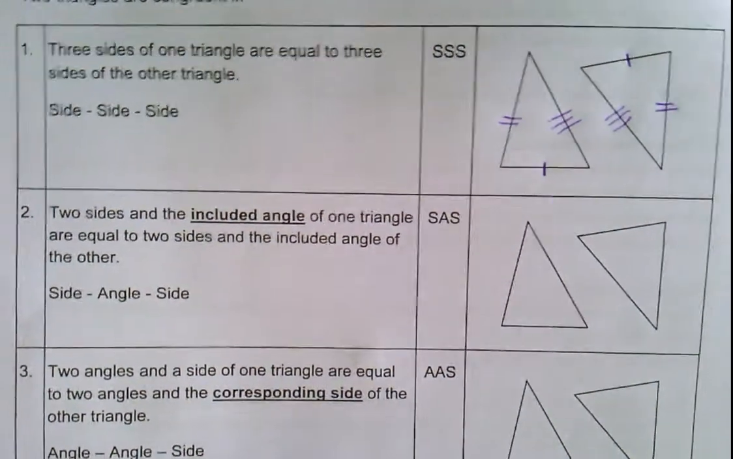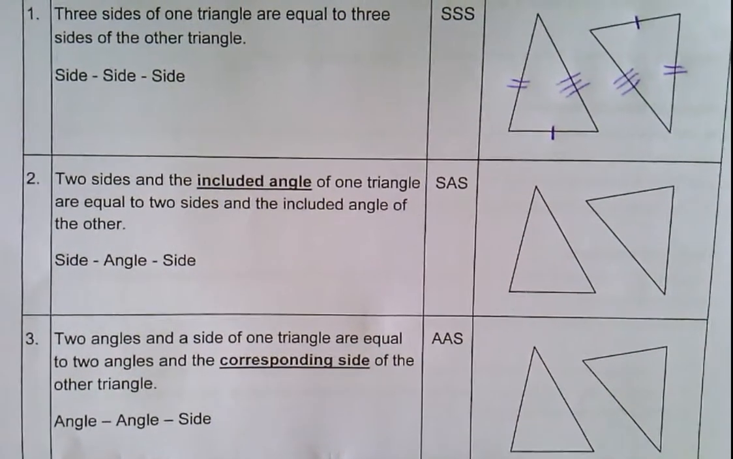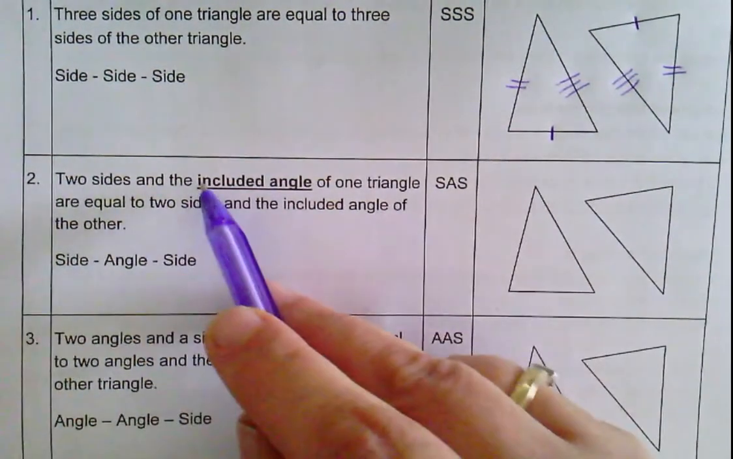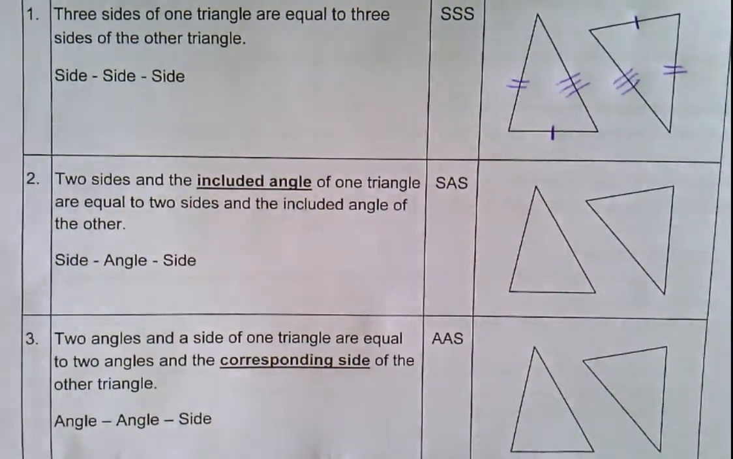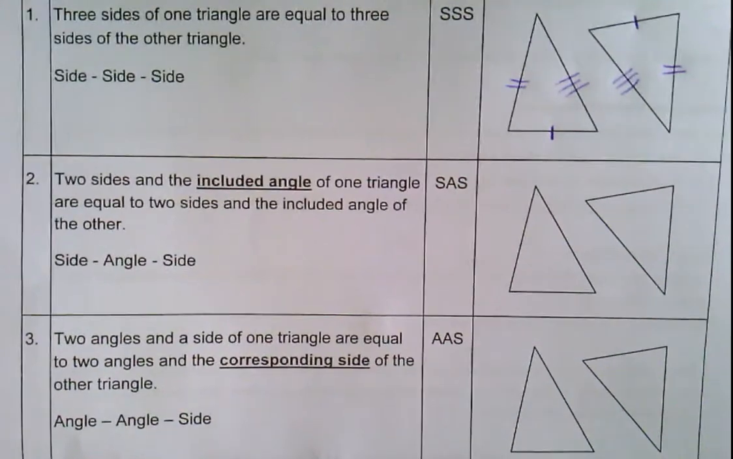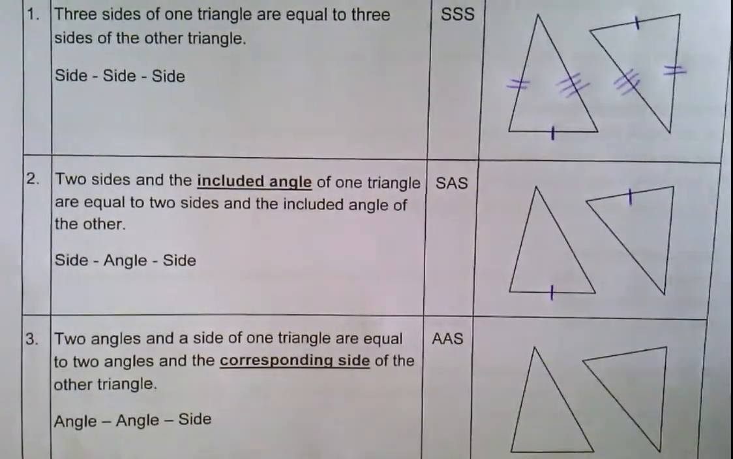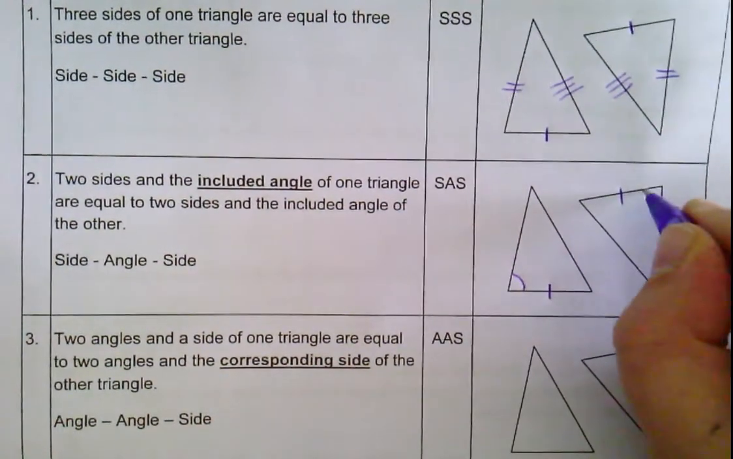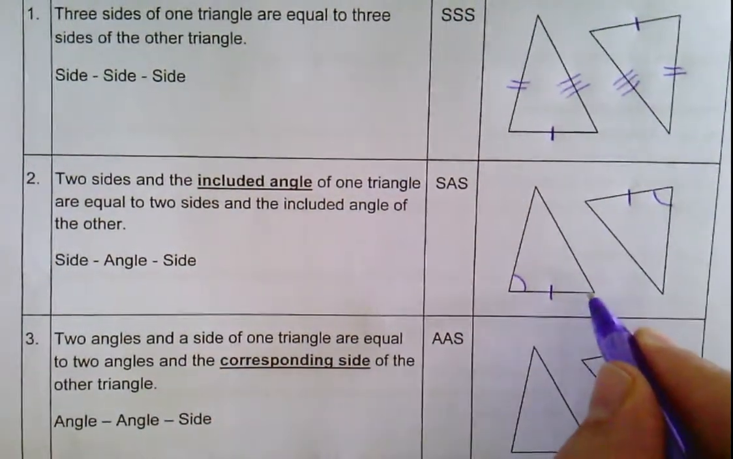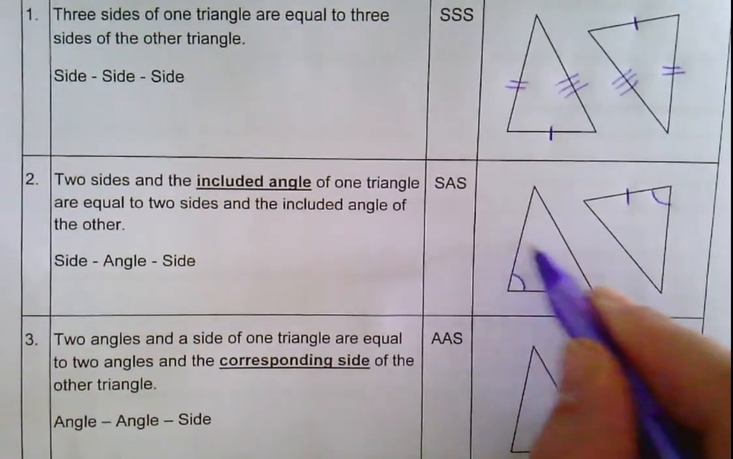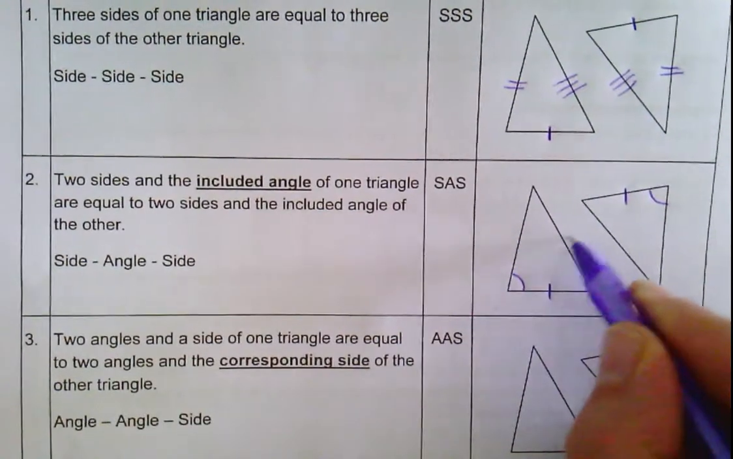Side, side, side. Test 2 is called SAS. Very important that you put it in that order because the angle is in between. So it's 2 sides and the included angle. Let's say this side I know equals that one. This angle equals that. So where does this other third side have to be if I want 2 sides and the included angle? Is it this side over here or this one here? The first side or the second?